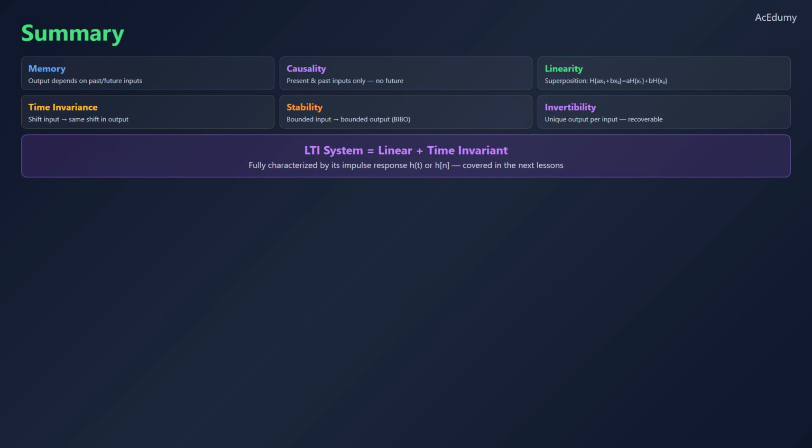Stability. Does every bounded input produce a bounded output? Invertibility. Can we uniquely recover the input from the output? A system that is both linear and time invariant is called an LTI system. LTI systems are central to signals and systems because they can be fully characterized by their impulse response, a topic we'll explore in the next lessons.